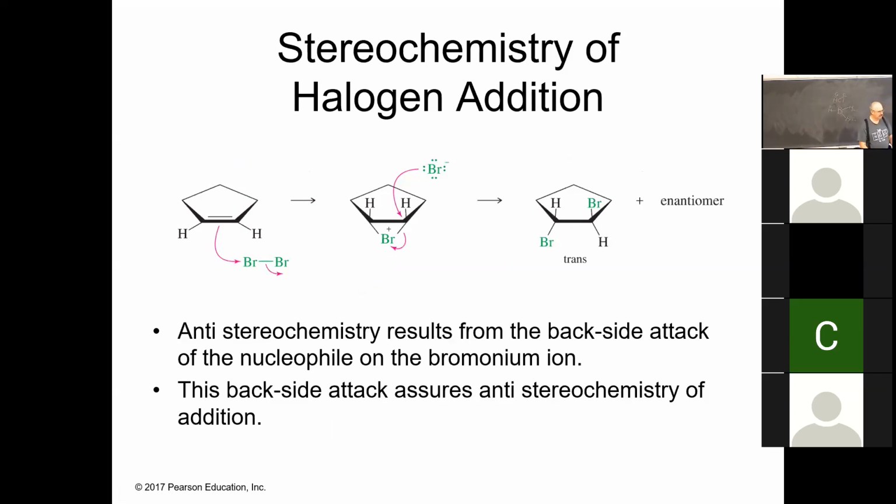Okay, so here's an example using the cyclic structure cyclopentene. We end up with the trans 1,2-dibromocyclopentane plus the enantiomer. So bromide could attack from this side or this side, which would give the enantiomer of this.